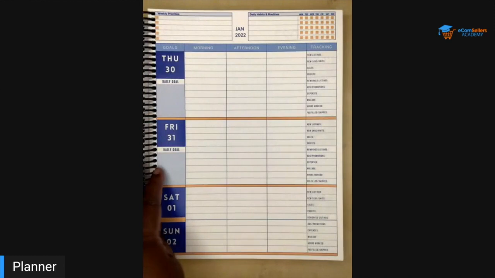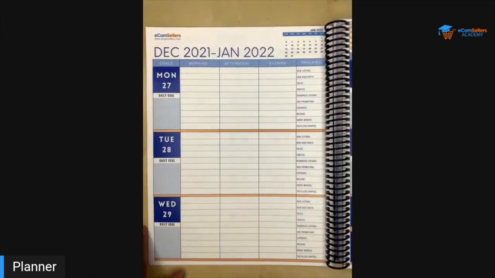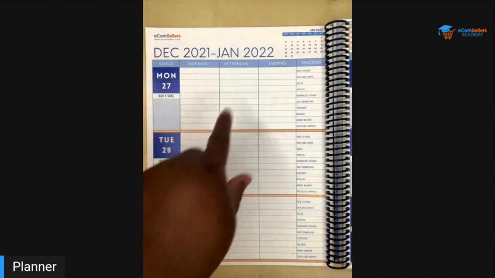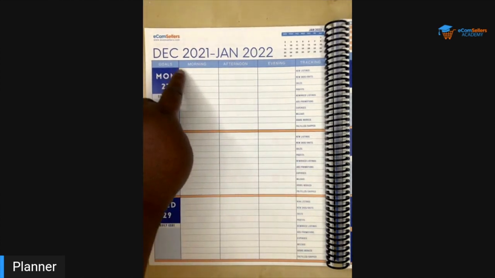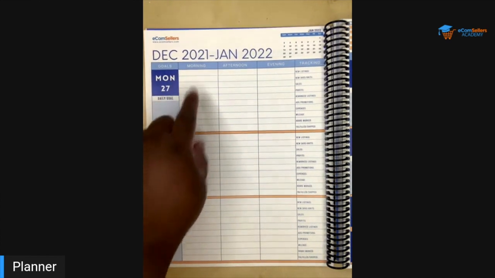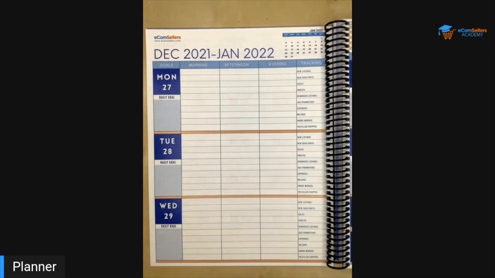Okay, so as we continue on into the planner, this is where you can use this planner, as we previously stated, to be able to track your morning, afternoon, and evening activities. If you're a person that likes to use time blocks, you can write in the times over to the side and then write the activity over on the side. So there's enough space here for you to do 30-minute time blocks for the morning, 30-minute time blocks for the afternoon, and 30-minute time blocks for the evening.